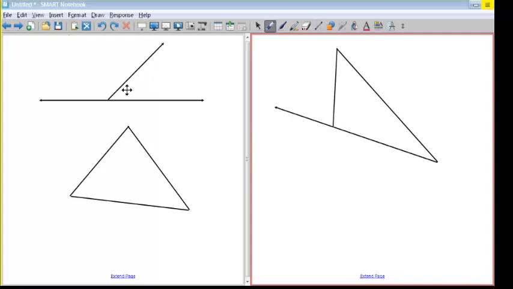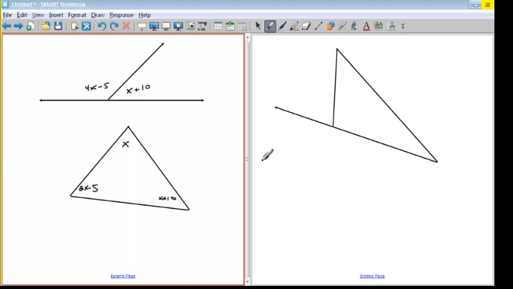So if I gave you something like x plus 10 and 4x minus 5, in that case, let's see, I give you x plus 10 and 2x minus 5 and x there. And in this case, I give you 2x plus 20. This one's x, and this value is x plus 5.